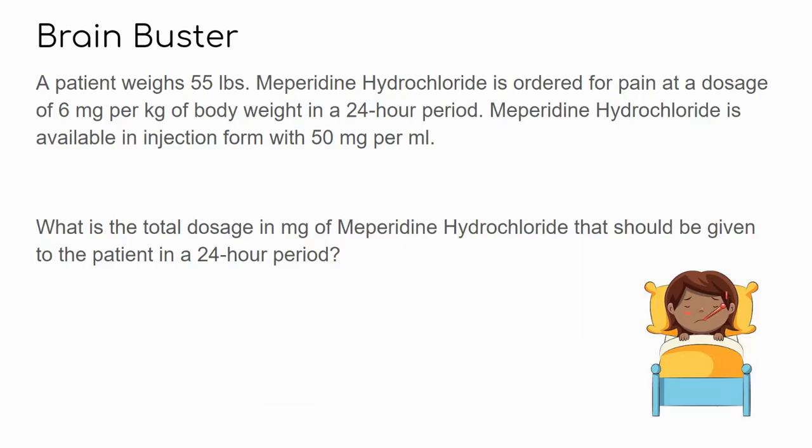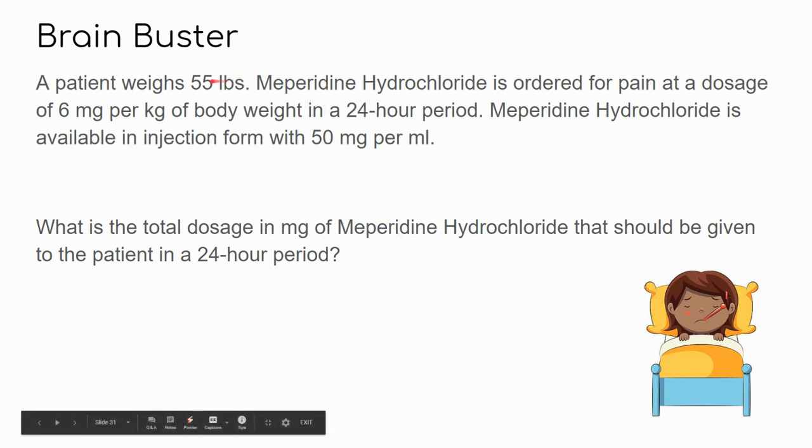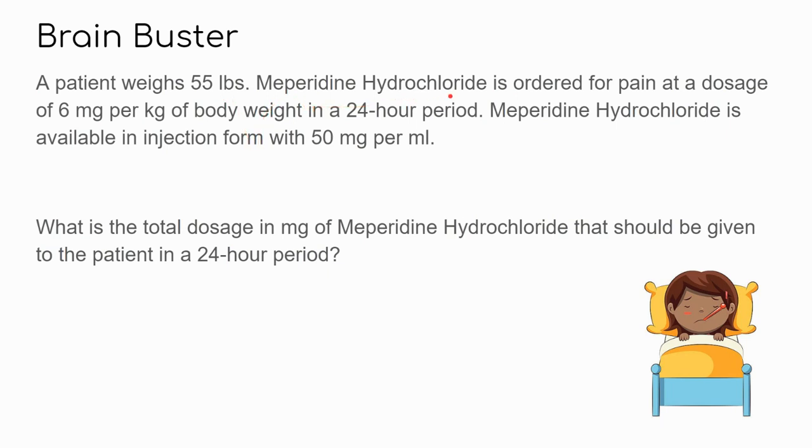All right. This one's even tougher. Here we go. Patient weighs 55 pounds. Uh-oh, red light, pounds. Got to go back in my notes. Meperidine hydrochloride is ordered for pain at a dosage of 6 milligrams per kilogram of body weight. Holy cow. 6 milligrams per kilogram body weight.